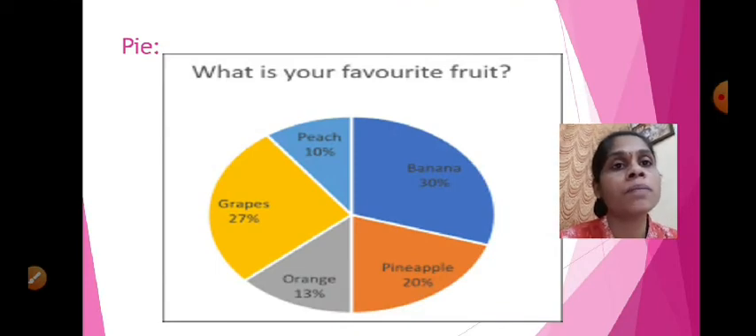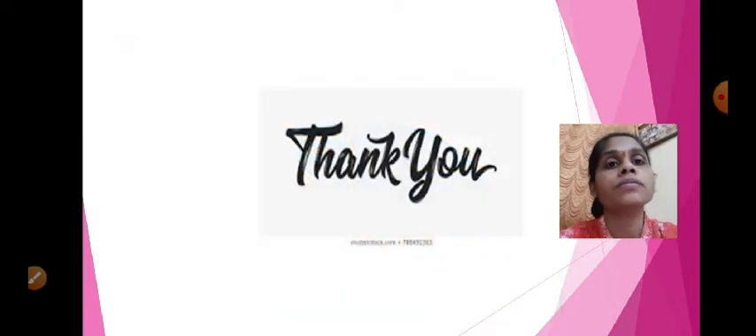This is your pie chart. You know about the pie chart. What is your favorite fruit? Peach, banana, pineapple, orange, grapes. Percent wise you can do all these things in your pie chart. I hope you understood.